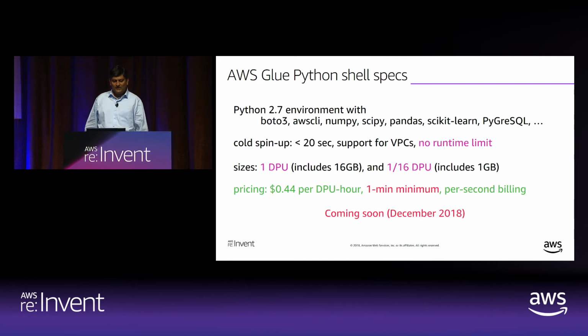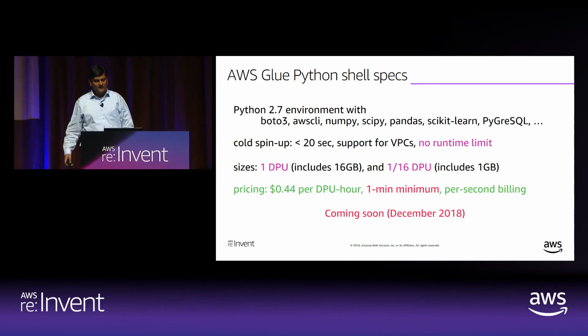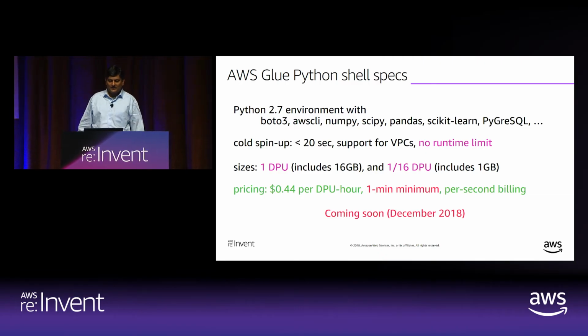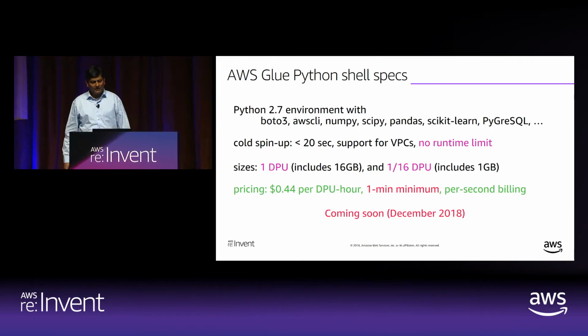It comes in two different sizes. The 1 DPU size is 4 vCPUs and 16 gigabytes of memory. This is for those medium-sized tasks. And then 1/16 DPU, which gives you 1 gigabyte of memory. This is for your control plane or control flow type tasks.